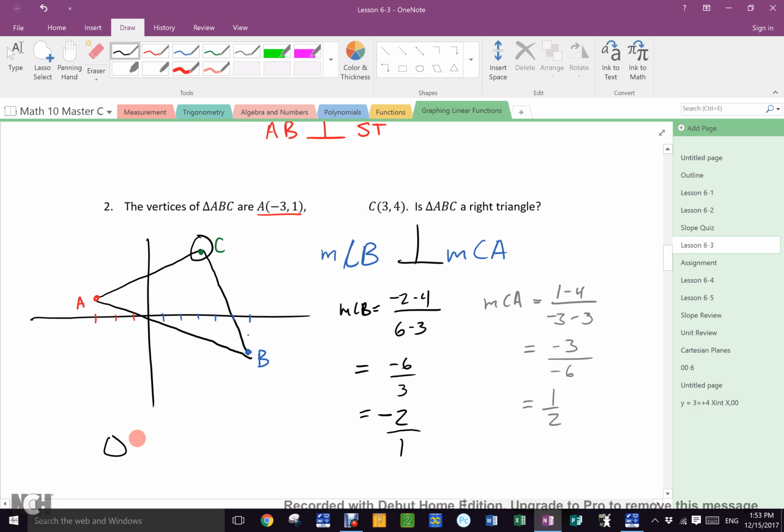Yep. Triangle ABC is a right triangle, because the slope of CB is perpendicular to the slope of CA. Everybody got it? Okay.